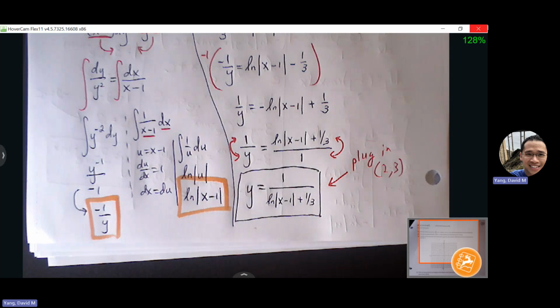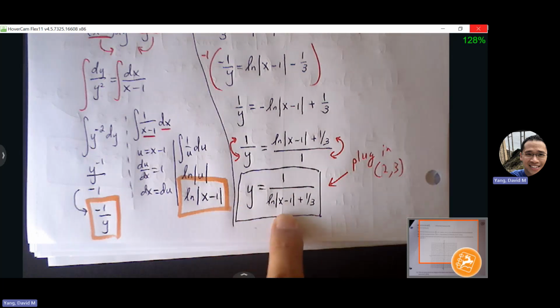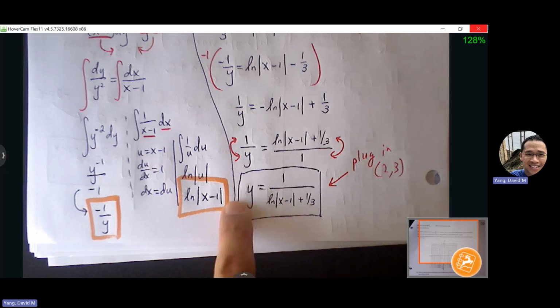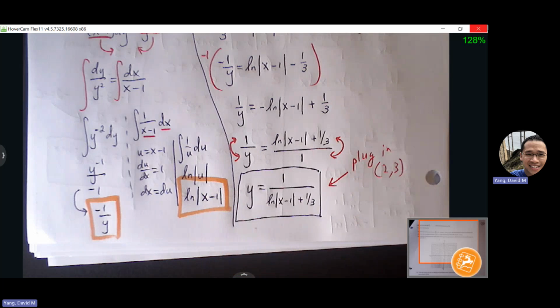So if I plug 3 in for y, if I plug 2 in for x, I'll get natural log of 1, which is 0. 0 plus 1/3 is 1/3. 1 over 1/3 is 3, and 3 equals 3. So I'm able to prove that that order pair lives on that equation.